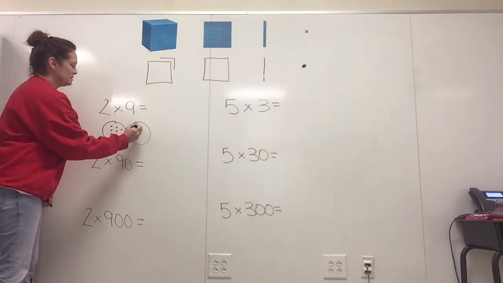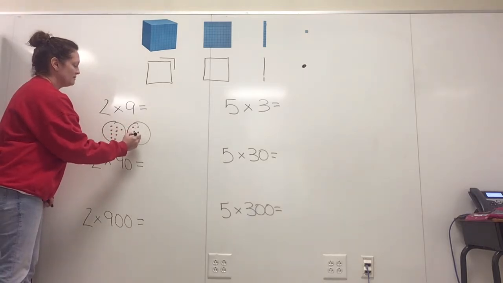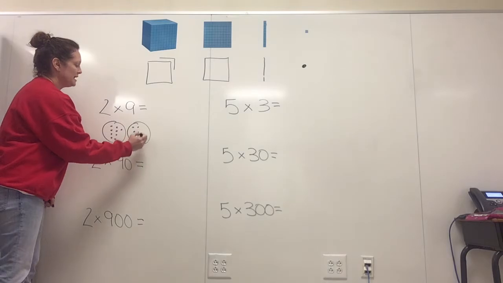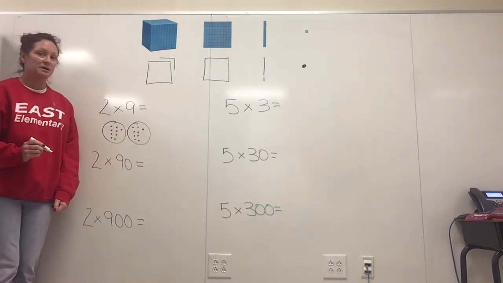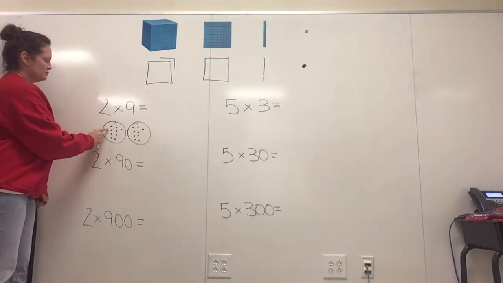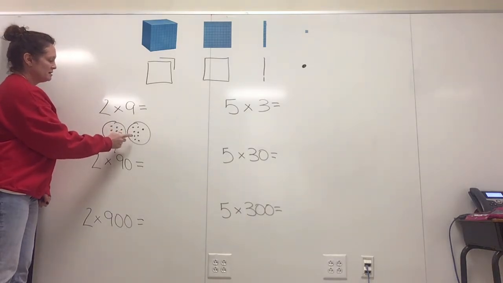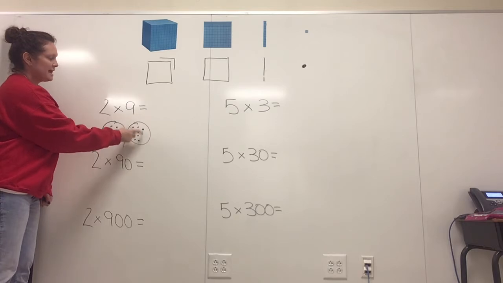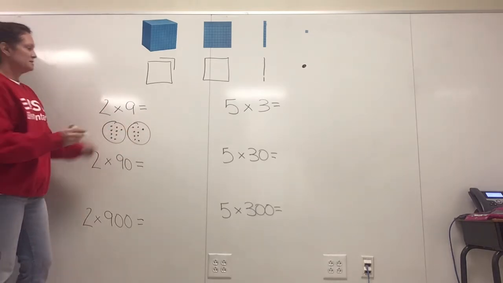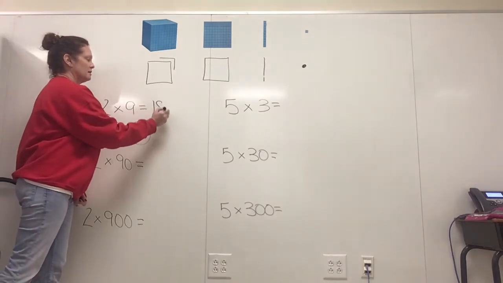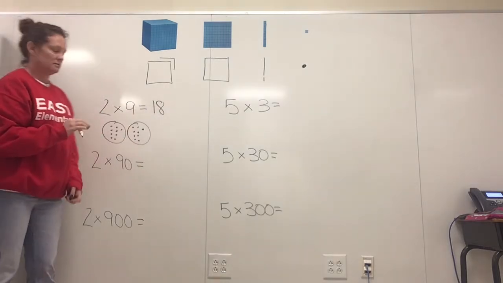1, 2, 3, 4, 5, 6, 7, 8, 9. How many do I have all together? 1, 2, 3, 4, 5, 6, 7, 8, 9, 10, 11, 12, 13, 14, 15, 16, 17, 18. So 2 times 9 is 18.